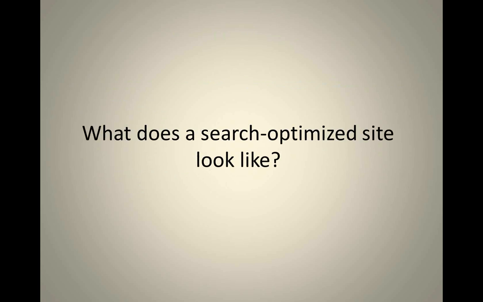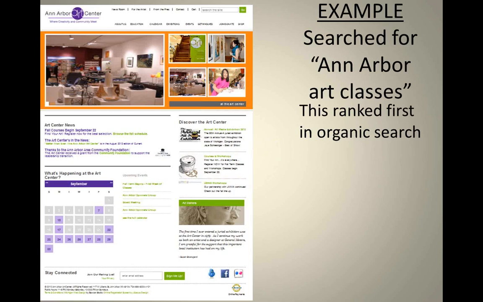So finally, I wanted to give you an example of what a search optimized site looks like. I live in Michigan, and I wanted to come up with something easy. So I thought I'm going to search for Ann Arbor art classes, because Ann Arbor is where the University of Michigan is. Lots of academics live there, so I figured they'd probably have lots of art classes for people. I live in Bay City. There's only one place to go for art classes. So I did Ann Arbor art classes.